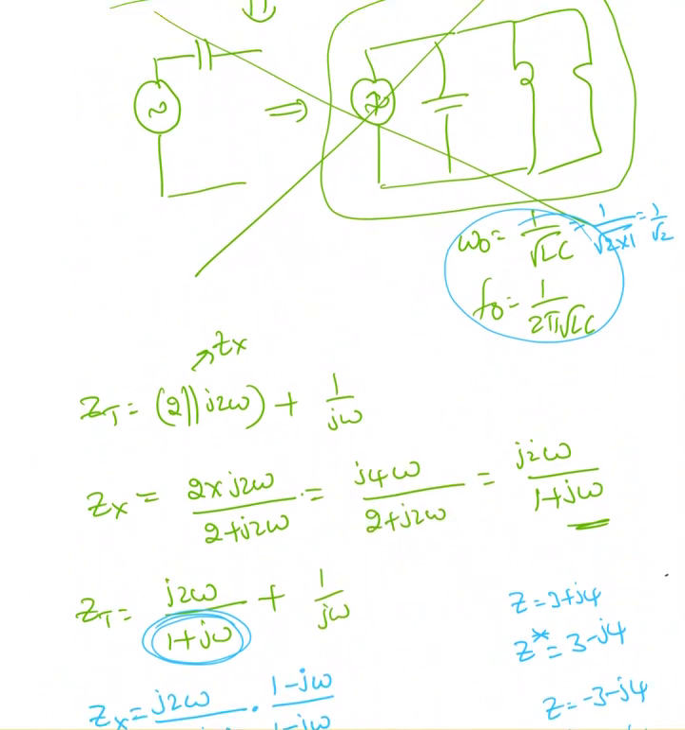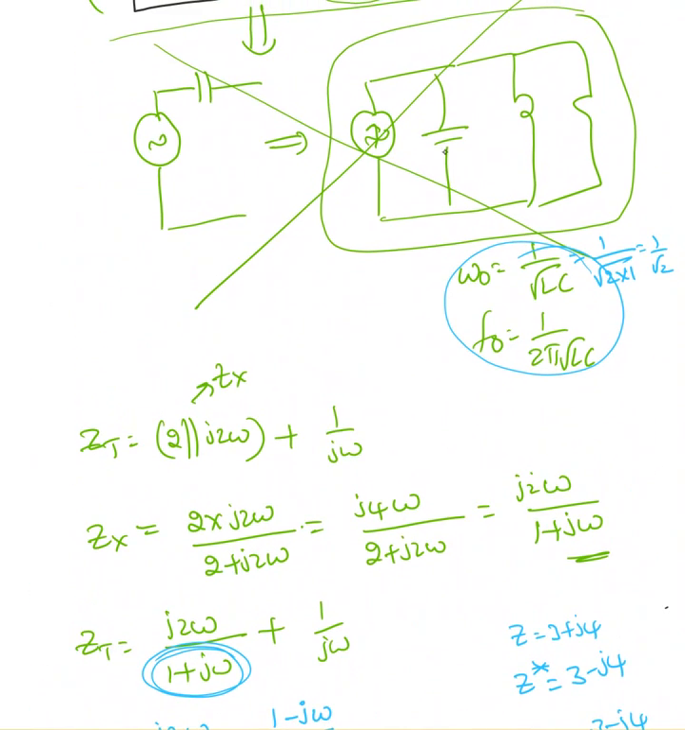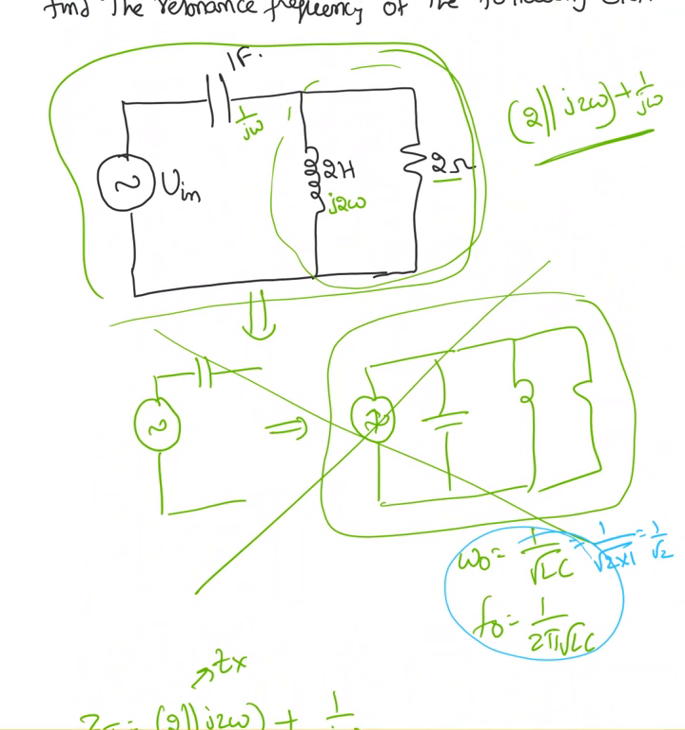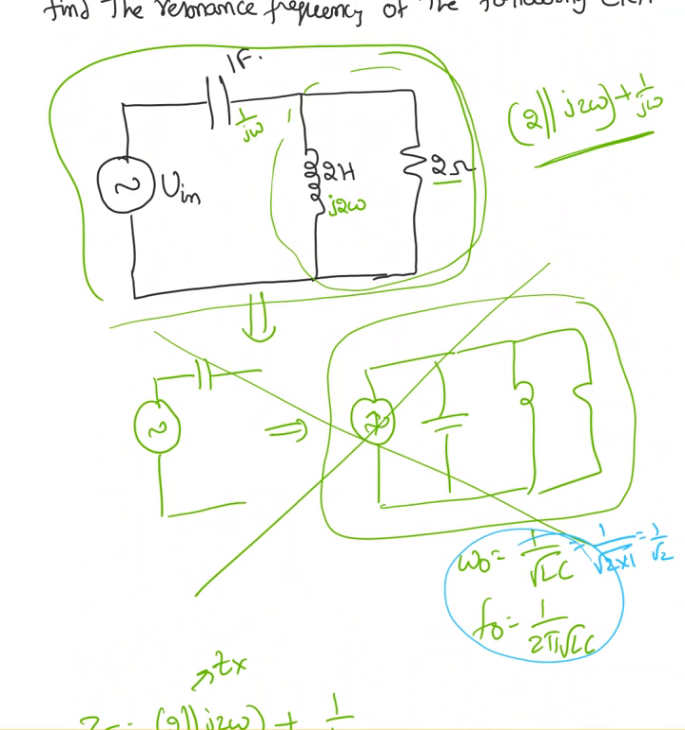So never ever transform the circuit first, and do not use f naught equal to 1 over 2 pi square root of LC as a resonant frequency formula if it is not an RLC series circuit or parallel circuit. Every circuit will have its own resonant frequency. We need to find that by finding the total impedance of the circuit and making the imaginary part equal to 0. I'm going to make another video by solving another example.